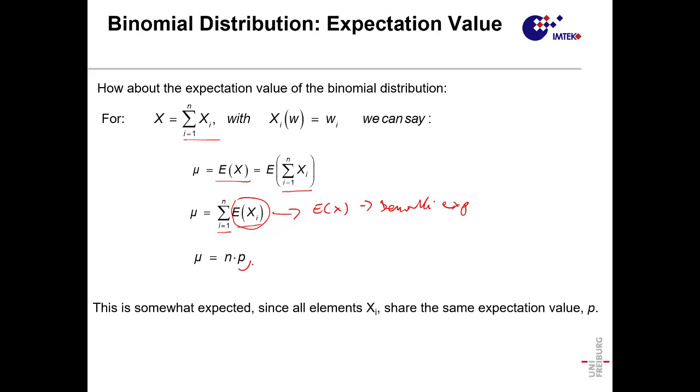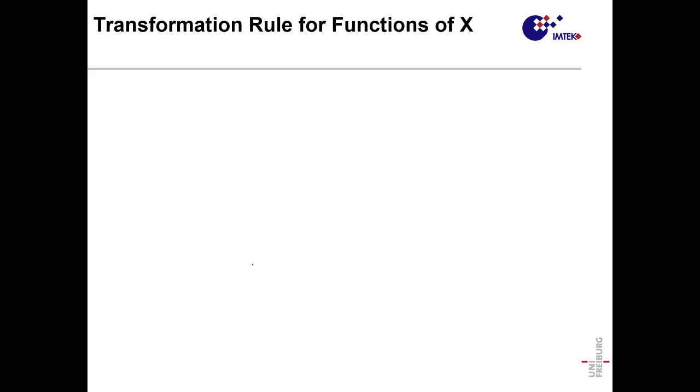Okay? So for the Bernoulli experiment, the expected value was P. If you repeat the Bernoulli experiment n times, you get a binomial distribution with an expected value of n times P. That is simple to remember too.